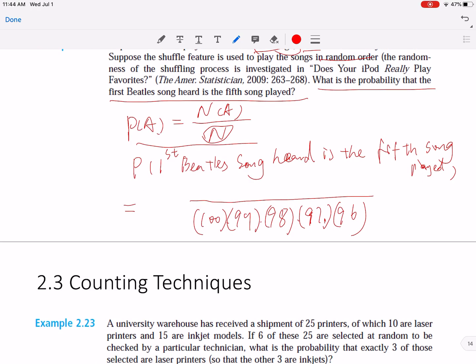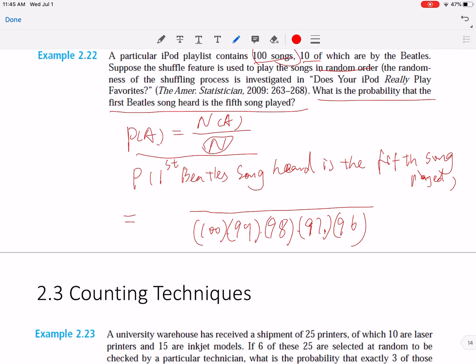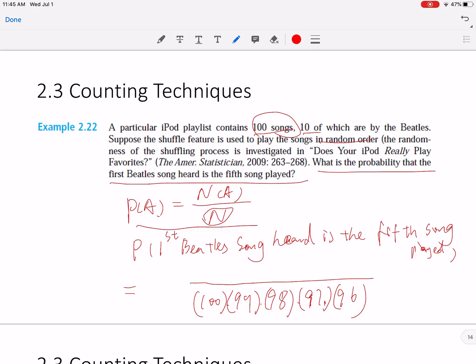And then let's think of the top. If the first Beatles song heard is the fifth song played, that means the first 4 songs are not coming from the Beatles. And we know there are 100 songs in total, 10 of them are by the Beatles, that means 90 of them are not coming from the Beatles. So the first song is not coming from the Beatles. How many choices do we have for songs not coming from the Beatles? It's going to be 90, right?